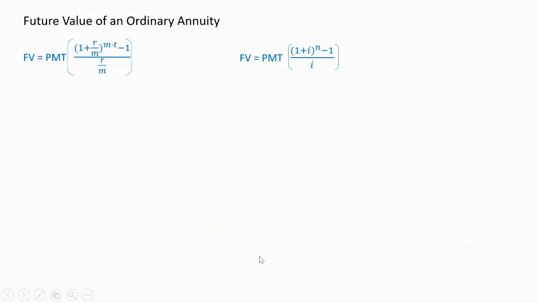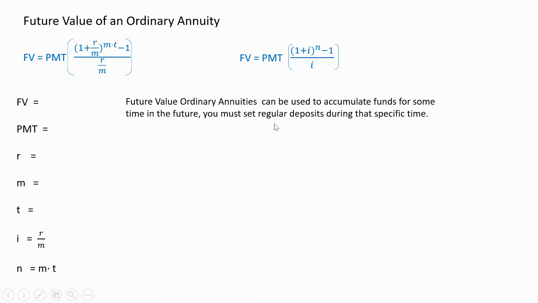Okay, now we're doing future value of an ordinary annuity. I believe this is section 5.3. And this is a formula, right? Different formula. And remember, the R divided by M is going to be my I. My M times T is going to be my N. Same thing as before. Okay, so this is what everything is.